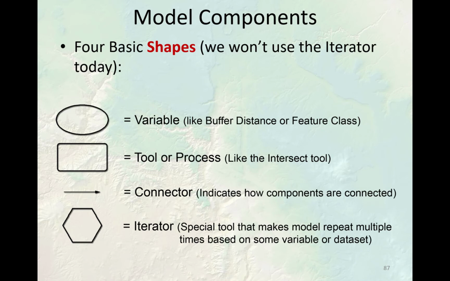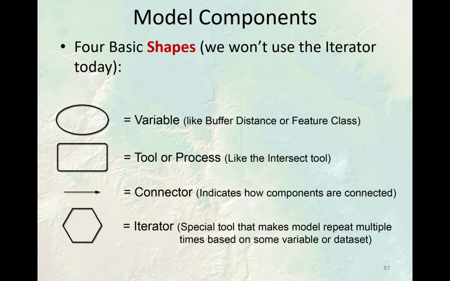So let's understand what's going on in that window. First off, you're going to have 4 different shapes in the window. You've got these oval shapes that stand for variables. They could be input data sets. They could be objects. They could be just numbers or text values. Then the rectangular objects are tools or processes. In Modelbuilder they call them a process, but they're really a tool.